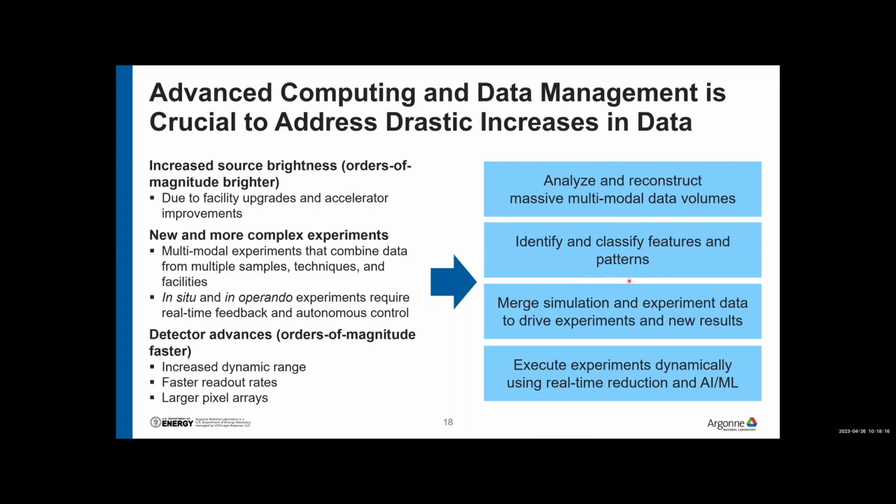There are a lot of tasks involved in identifying and classifying features and patterns. We have to merge simulation and experiment. I won't talk about that today, but this is essential to understand what we do. And a lot of the experiments that we are carrying out and will be carrying out with the new machine need to have this real-time data reduction, reconstruction, and increasingly a large number of AI and ML components in data flows and pipelines.